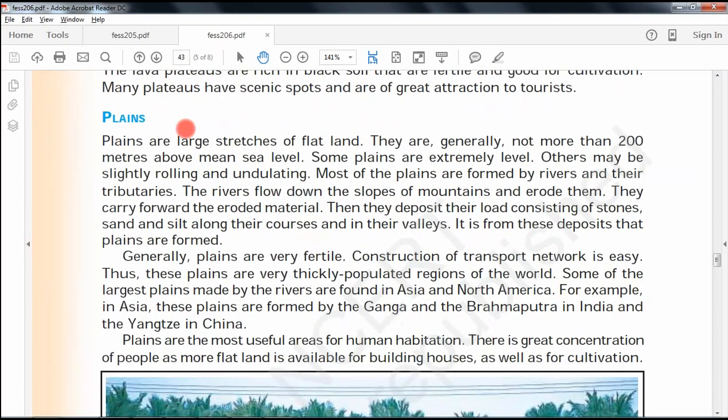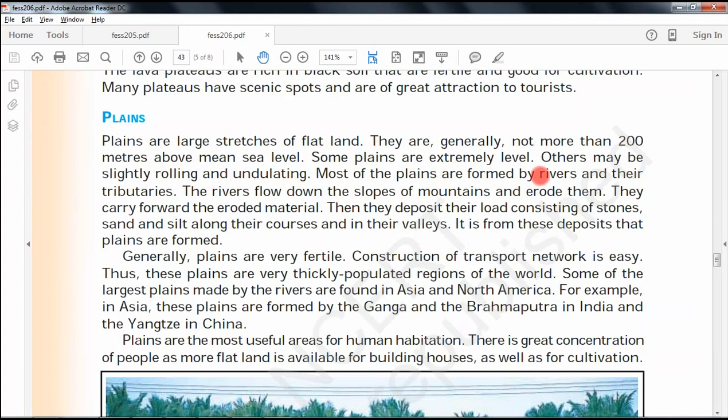Now talking about the landform plains. Plains are large stretches of flat land. They are generally not more than 200 meters above mean sea level. That's the reason plains may often get flooded in the rainy season. Some plains are extremely level, that means there is no undulation. But some plains might be slightly rolling and undulating.